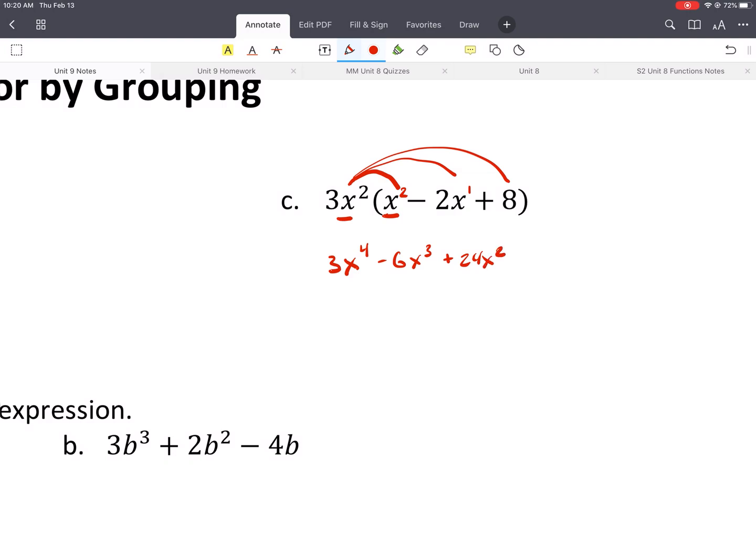Okay, so again, we multiply coefficients just like normal. So like 3 times 2 gives you 6. But with exponents, if we're multiplying them, we just add their exponents. So 2 plus 2 gives you 4. 2 plus 1 gives you 3. And 2, and this could be like x to the 0 if you really wanted to write it that way. That would give us x to the 2.